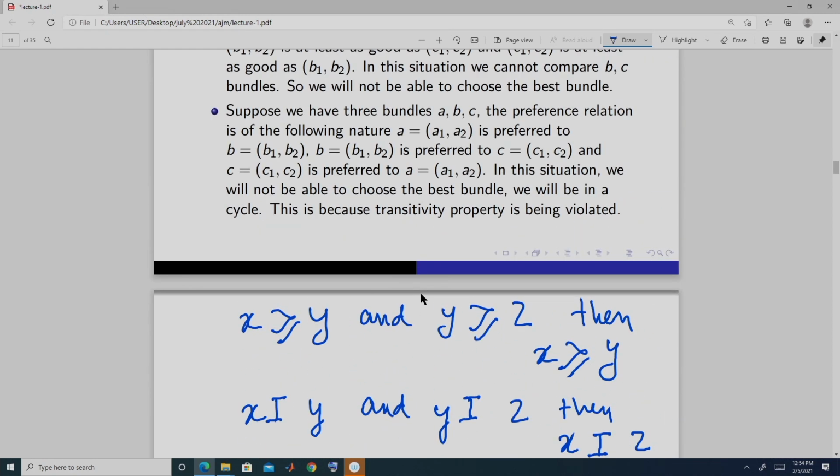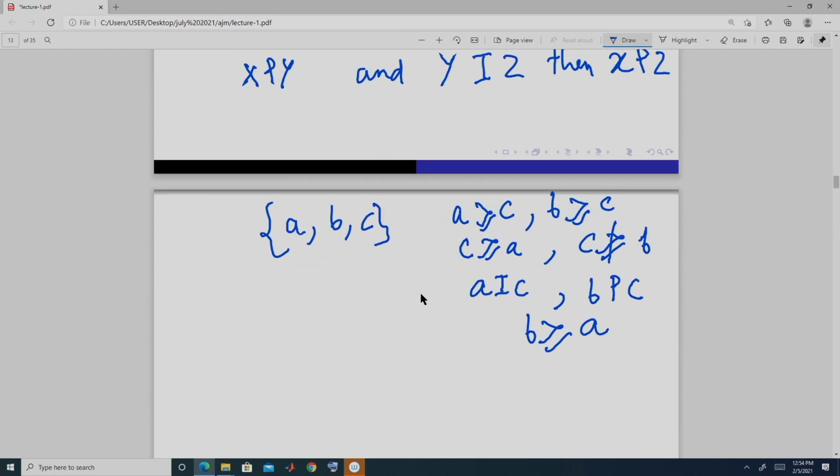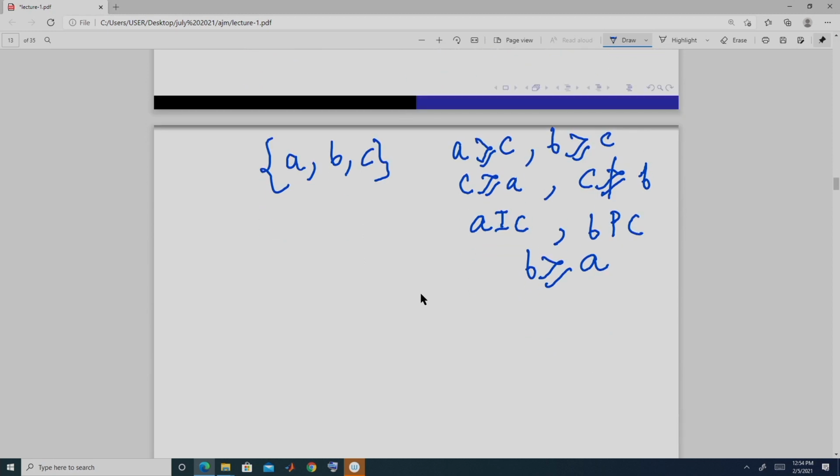Now suppose transitivity is violated. If transitivity is violated, what does it mean? It is something like this: suppose x is preferred to y and y is preferred to z. Then from transitivity we know that x should be preferred to z, but instead suppose we are given that z is preferred to x. Now you choose which one we will choose.